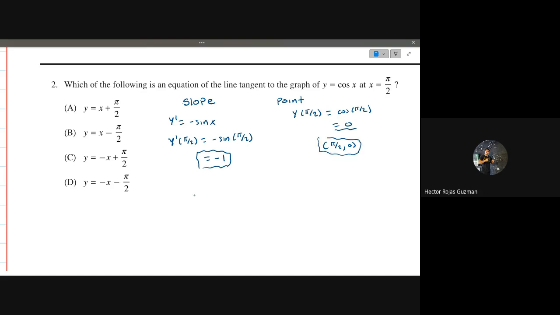Okay, so now for my tangent line. y equals m times x minus x1 plus y1. So this is going to be -1 times x minus pi over 2 plus 0. If I distribute the negative, the answer here is C.